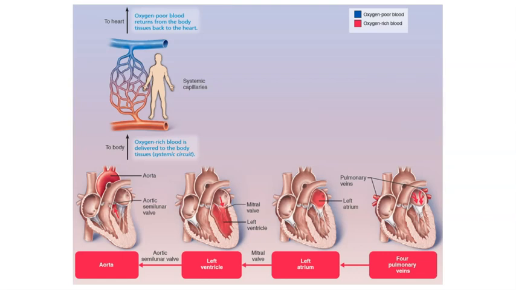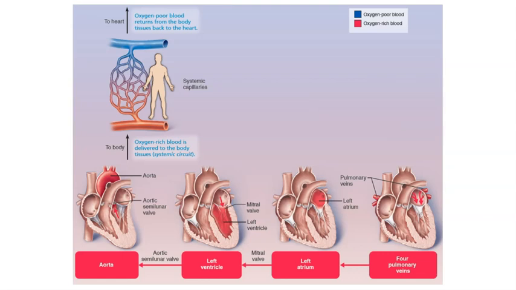Atrial contraction here will also help to squeeze a little bit more blood from the left atrium to the left ventricle. Eventually, when the left ventricle does contract, the pressure in the ventricle is going to rise, which will cause the left atrioventricular valve, the bicuspid valve, to close, and it will also cause the aortic semilunar valve to open, which is going to push blood into the aorta and to the systemic circuit.